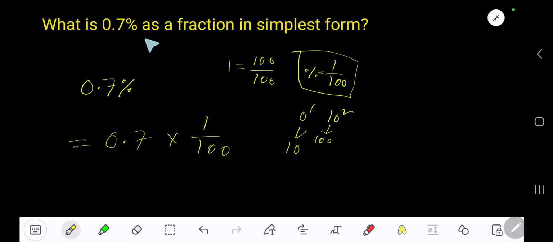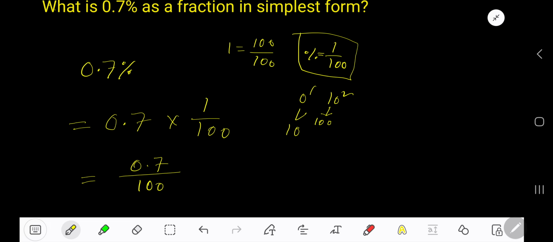What is 0.7% as a fraction in simplest form? Look, just rewrite it. 0.7 times percent means 1 over 100. So 0.7 divided by 100. Okay. So look, 10, 100, these are powers of 10. 10 to the power 2 means 100.